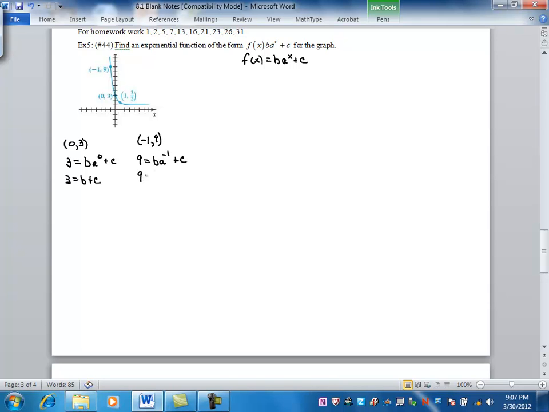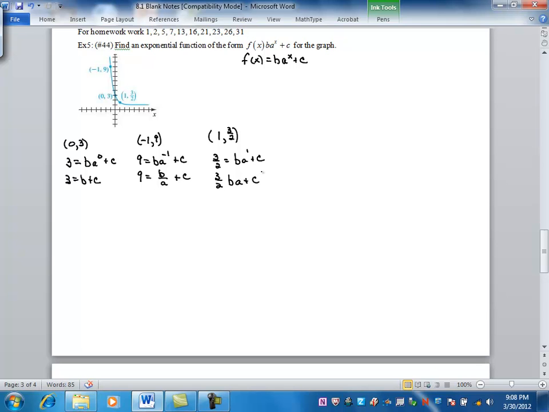Another way we can write this is 9 equals b over a plus c. And then we've got the point (1, 3/2). So y equals 3/2 equals b, a to the 1 plus c. And so, of course, this just gives me 3/2 equals ba plus c.